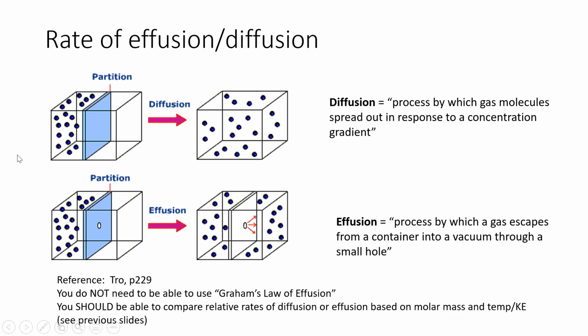And another application of this would be thinking about the rate of effusion or diffusion. So diffusion is a process by which gas molecules spread out in response to a concentration gradient. So basically, if you squirt some perfume in the corner of the room, it's going to eventually spread out throughout the whole room. That's called diffusion. Those gas molecules spread out. Effusion is very similar, except the idea is that you kind of poked a little bit of a hole in a partition and the gas is going to slowly escape through that hole. That's what we call effusion.